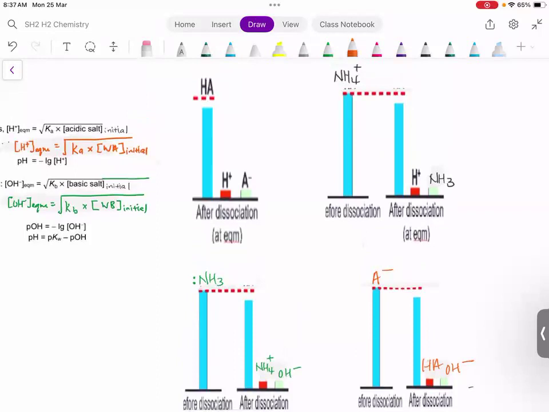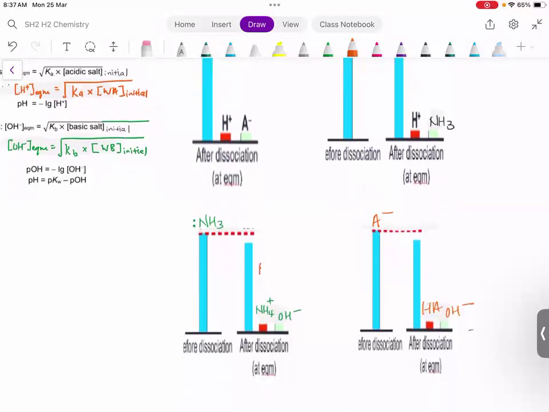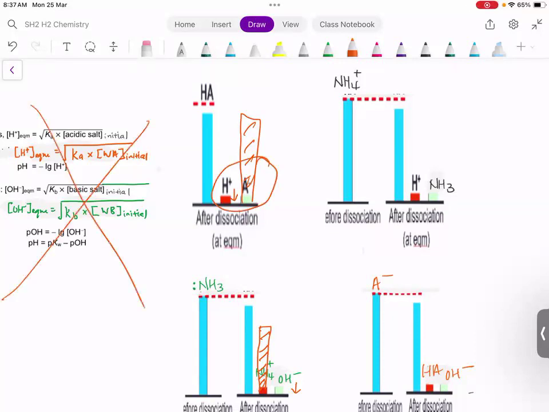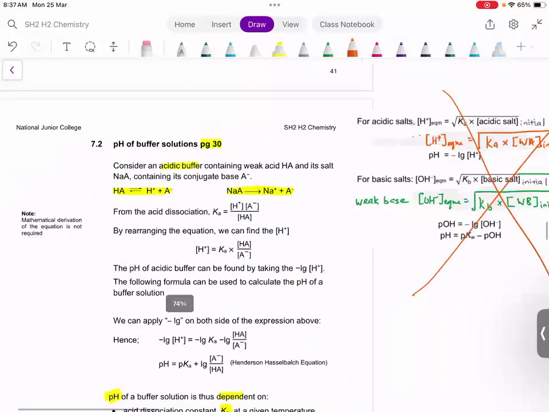No. For a buffer system, I will have extra of the salt added. This is extra, while this will drop by a little bit, according to Le Chatelier principle. To form an acidic buffer, I will add this extra part, while this will drop by a little bit. The weak acid will be suppressed. Once this occurs, the concentration of H plus and A minus are no longer equal. So of course, when these two are no longer equal, I can no longer use this to calculate my pH. Agree?